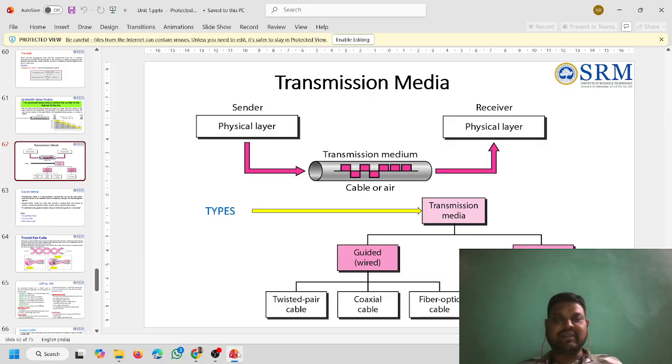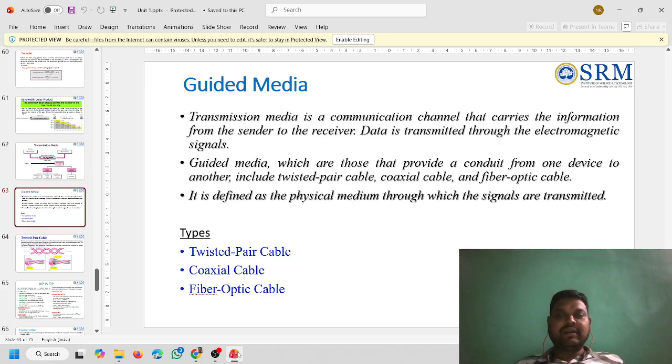So let's get started. Guided media, as the name suggests, is a type of transmission media that has a dedicated path between the sender and receiver. If you have a dedicated path between the sender and receiver, then it will be categorized as guided media, right? Same like a cable.